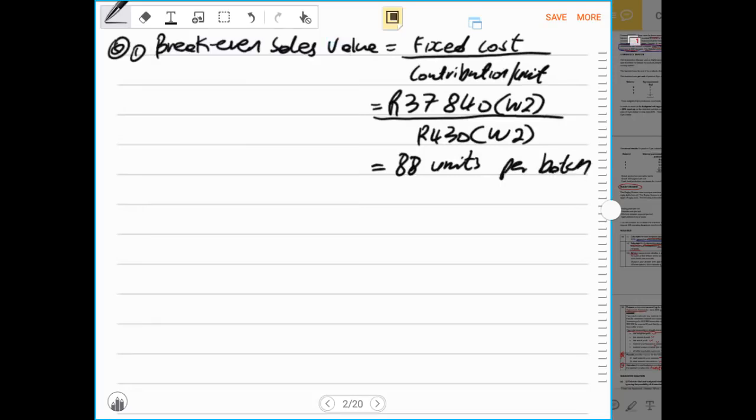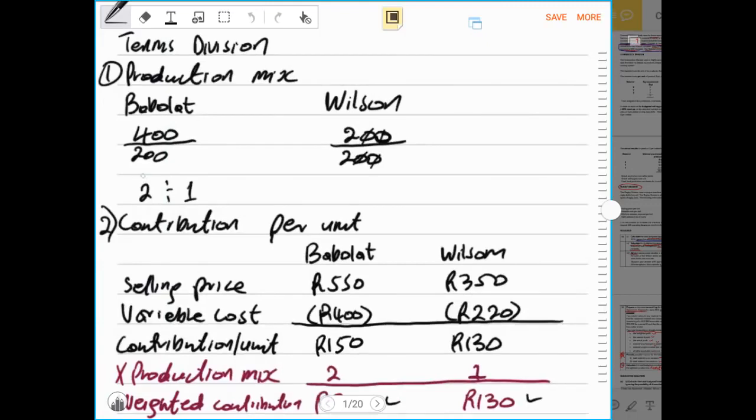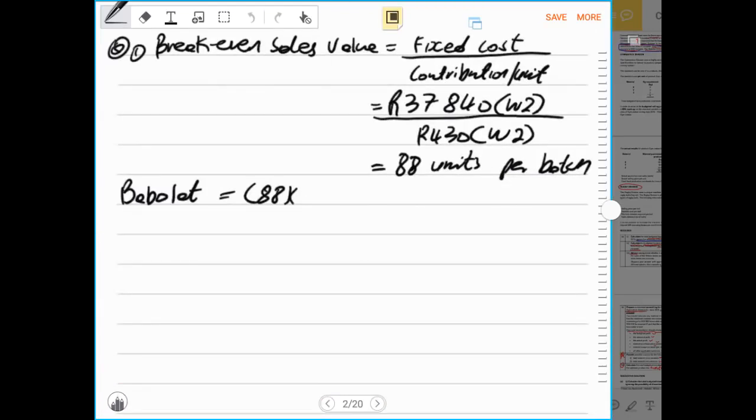So now this is the break-even point per batch. We need it for each unit, so now we have 2 units, one for each product. Now we need it for Babolat. Babolat will be 88 times the production mix. Don't forget the production mix for Babolat was 400 divided by 200. It gave us 2. So we multiply that by 2.